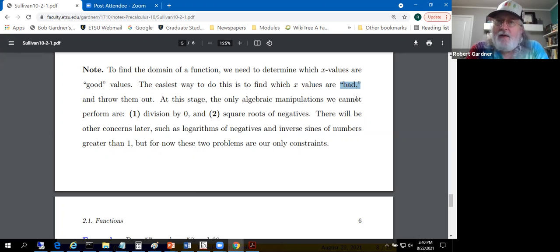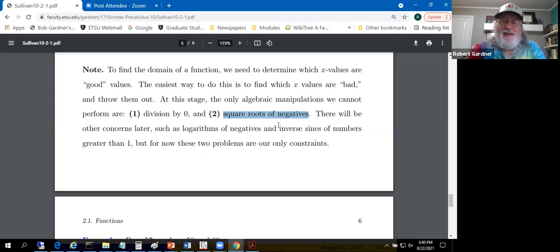What makes it bad? Where we stand now, the forbidden operations are division by 0, and this will remain a forbidden operation throughout your future mathematical travels, and square roots of negatives. This will remain a restriction if you restrict yourselves only to real numbers. If you go to complex numbers, this will change. But for us, no division by 0, no square roots of negatives.